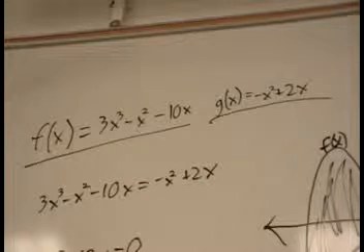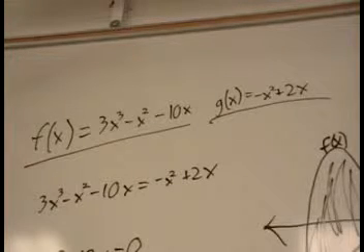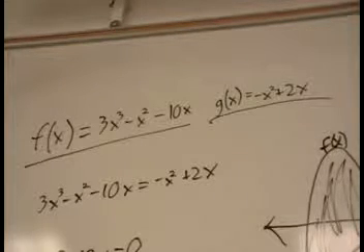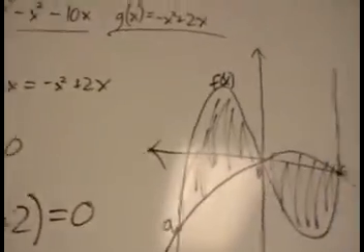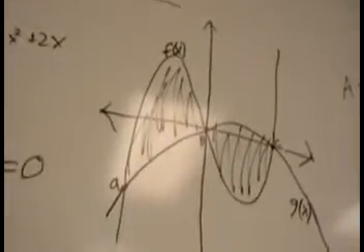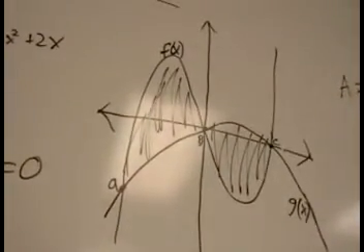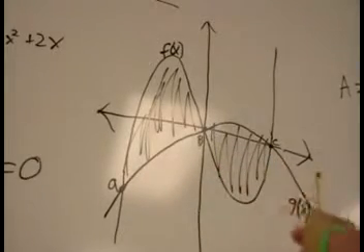Now we are going to explain how to find the area between two curves that intersect at more than 2 points. Our two equations are f of x equals 3x cubed minus x squared minus 10x, and g of x equals negative x squared plus 2x. The graph of this looks like this. As you can see, it intersects at 3 points instead of just 2.